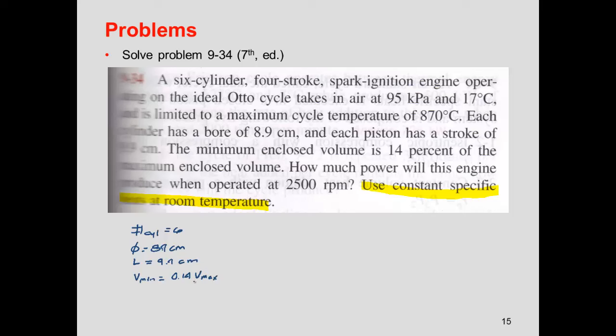So we can recognize here that since r is V max over V min, this will be 1 over 0.14, equal to 7.14. So the compression ratio is not given directly, but we can derive it from the information that we have. It also gives us the speed.